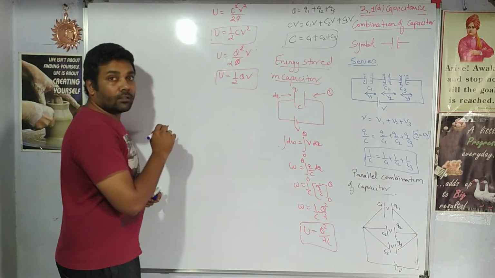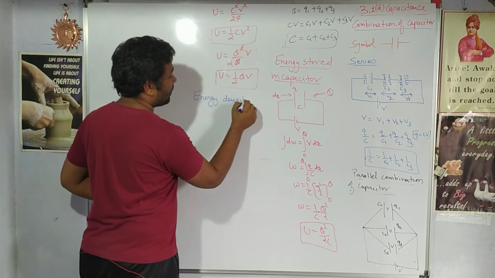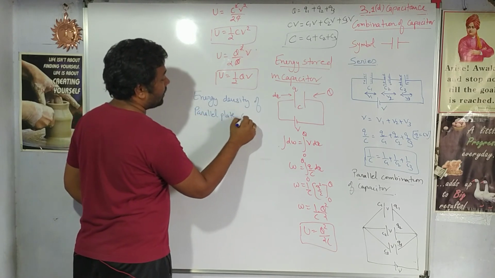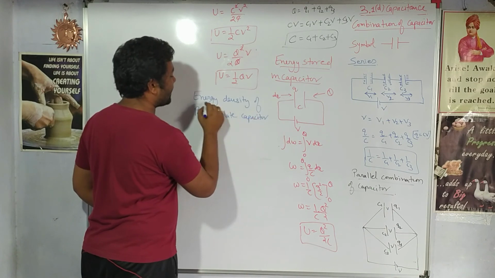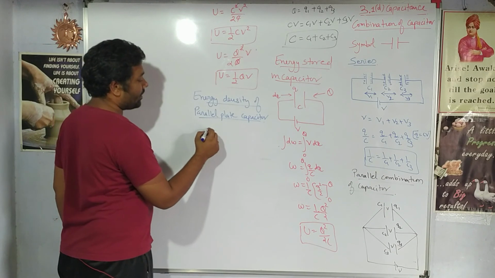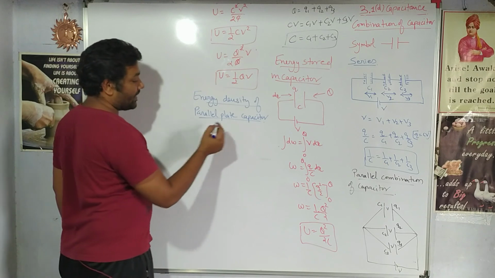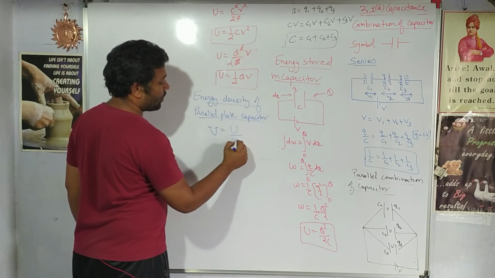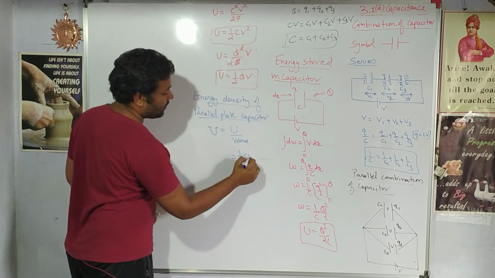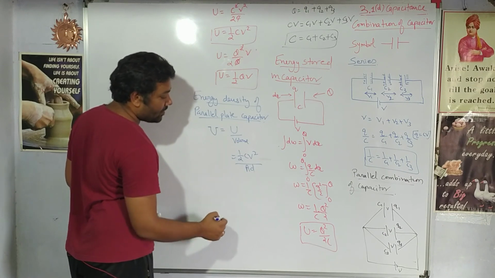This is one more formula for the energy stored in the capacitor. Then the next topic that we have is energy density of parallel plate capacitor. We can also find energy density for various different types of capacitors, but let us talk about the parallel plate capacitor. Energy density is denoted by capital U. It is defined as energy per unit volume. What is the energy? I will use this formula, that is half CV square. And what is the volume? Volume is the area of the plates and the distance between them.